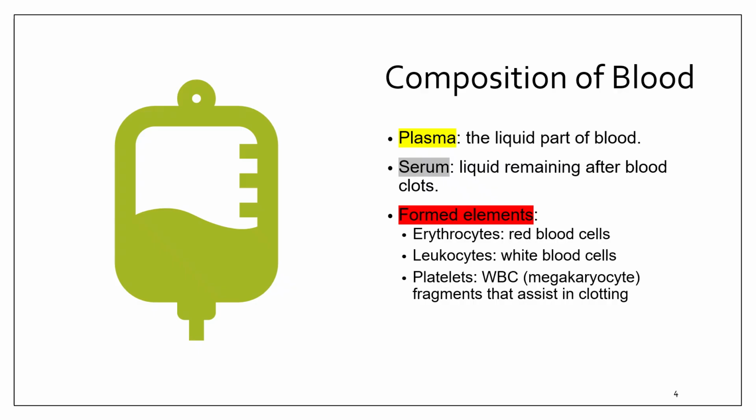If fibrinogen is present, that is plasma. If fibrinogen is gone, then you're looking at serum. If you've ever wondered why some tubes have anticoagulants and others don't, this is why. Now we get to the stars of the show, the formed elements, meaning the cellular components.